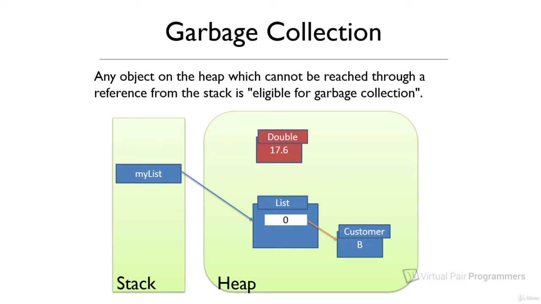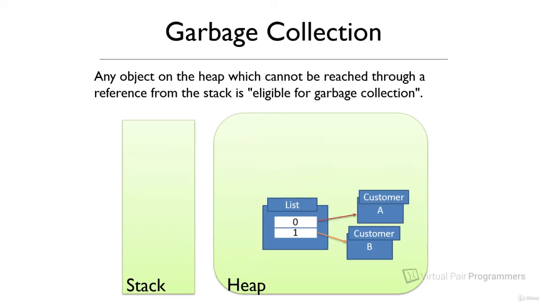It's not quite correct to say unreferenced objects, because it's possible for an object which is referenced to still be garbage. Here, for example, we've got a list referencing two customer objects, but the reference to the collection has been lost. So we know that the collection is garbage, it cannot be reached from anything on the stack. And because this collection is garbage, the objects that are referenced by this collection are also unreachable, so they're also garbage. So the point is that it doesn't matter that customer A and customer B have references pointing to them. What matters is that they cannot be reached from a reference from the stack.